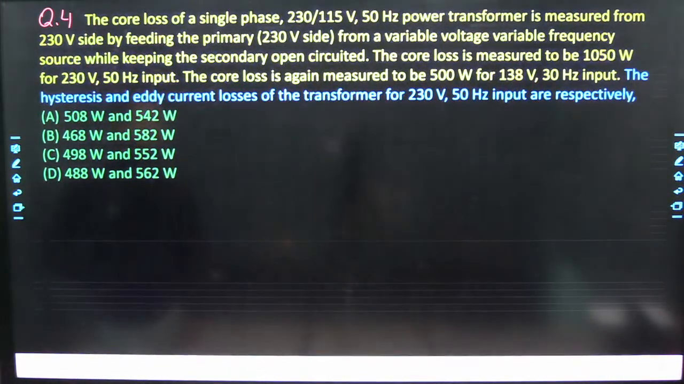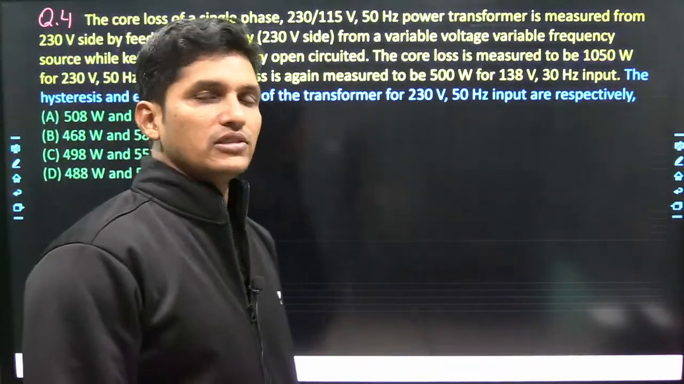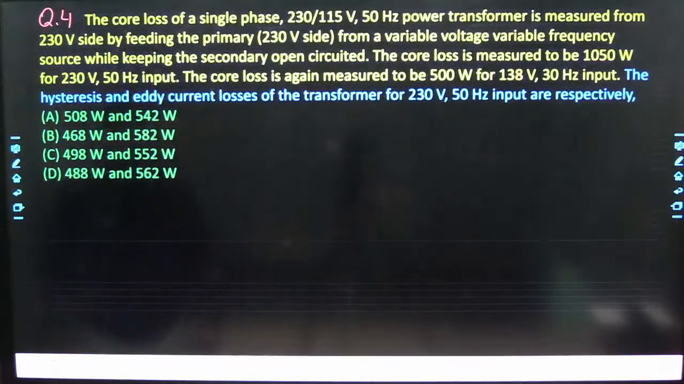The core loss of a single phase 230/115 volt 50 Hz power transformer is measured from the 230 volt side by feeding the primary 230 volt from a variable voltage variable frequency source while keeping the secondary open circuited. The core loss is measured to be 1050 watt for 230 volt 50 Hz input. The core loss is again measured to be 500 watt for 138 volt 30 Hz input. The hysteresis and eddy current loss of the transformer for 230 volt 50 Hz respectively are.